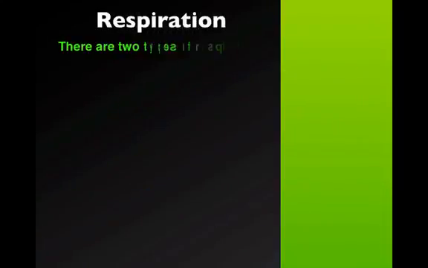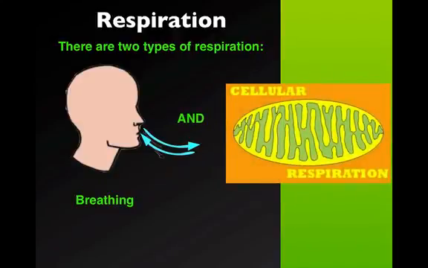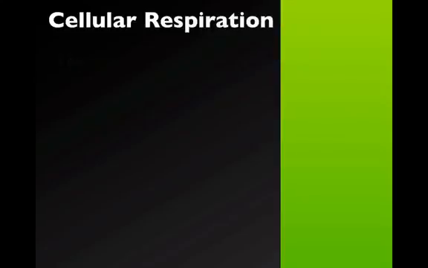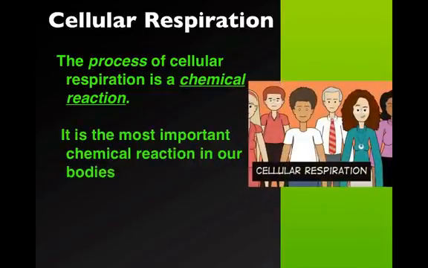Now, respiration, there are two types actually. So the two types of respiration are breathing and something called cellular respiration. So cellular respiration, just like photosynthesis, is a chemical reaction. And you can think of it as probably the most important chemical reaction in our bodies, because that's where we get our energy from.